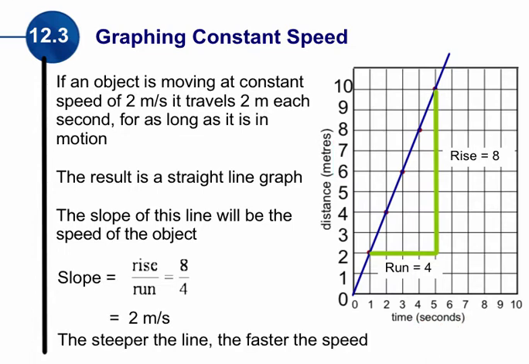Now, when we do calculate the slope, the steeper the line is, the larger the slope, which means it'll be the faster speed. So if we start analyzing a graph, the steeper the slope, the faster the object is moving.